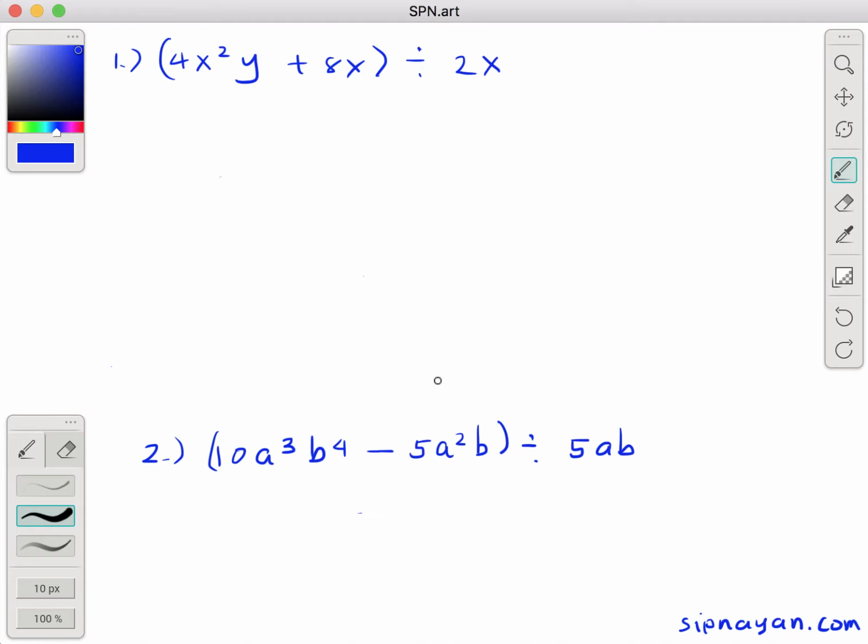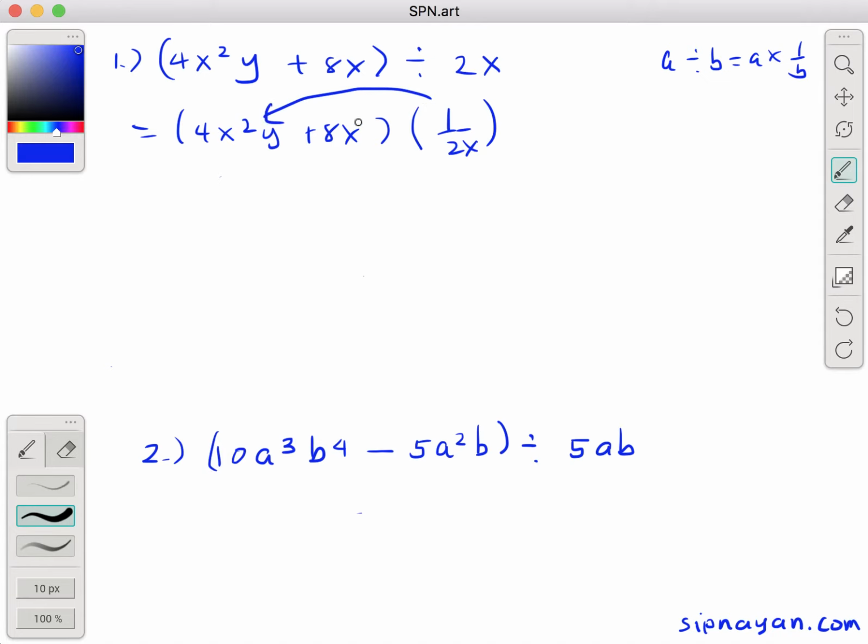So, dito yung ating first example. We have 4x squared y plus 8x divided by 2x. So, alam natin na a divided by b is the same as a times 1 over b. Ibig sabihin, pwede nating gawing multiplication yan. Magiging 4x squared y plus 8x times 1 over 2x. And pag meron ng multiplication, pwede na natin siya by distributive property. Distribute na natin yung 1 over 2x dito.